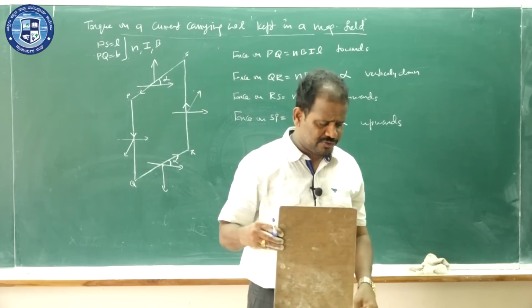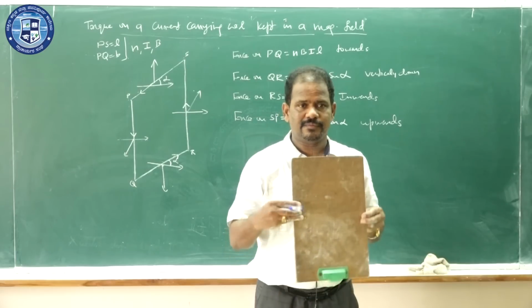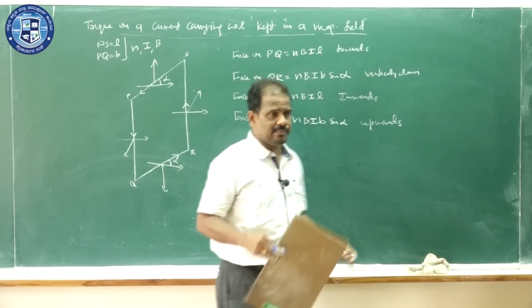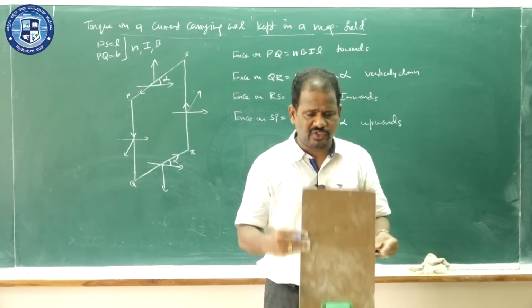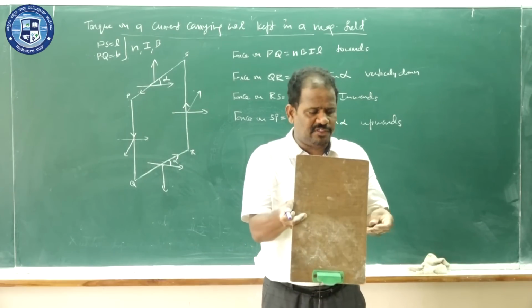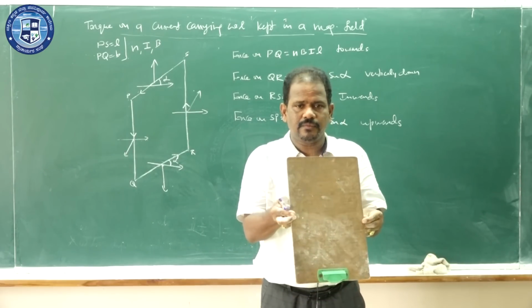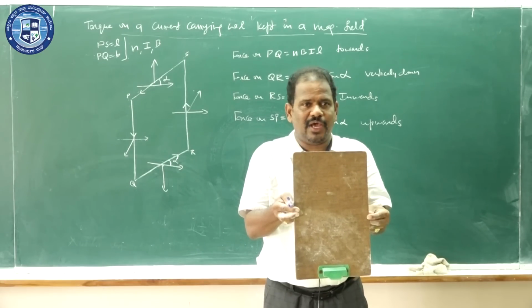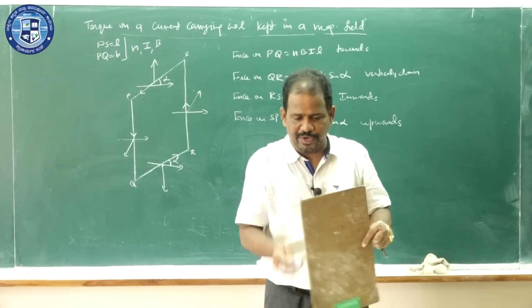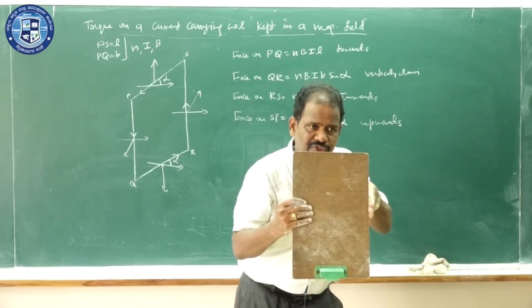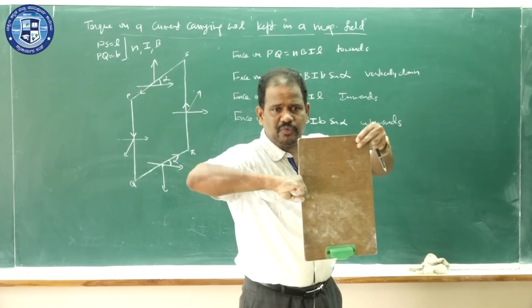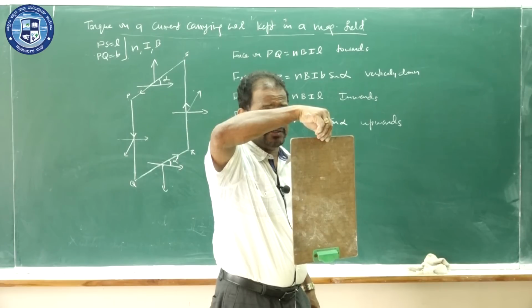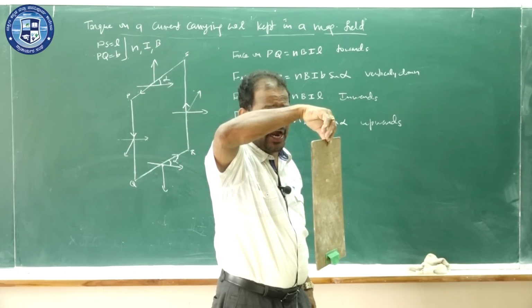But what about these two sideward forces? They are also equal: NBIL, NBIL. See here, one is towards you, one is away from you. They are also equal and opposite, but they are not on the same line. One is pushing that side, another is pushing this side. See, this is the coil. Somebody is pushing front, somebody is pushing back. Then what happens? The coil will turn and come and stand from here.